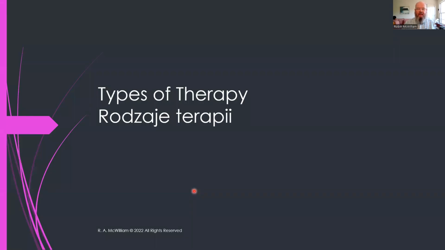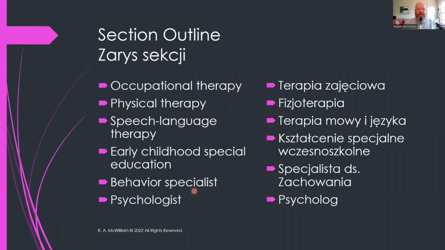So types of therapy. For this section, which is types of therapy, we're going to be discussing very briefly occupational therapy, physical therapy, speech-language therapy, early childhood special education, behavioral specialist, and psychologist. In the United States, the top four are the most common.